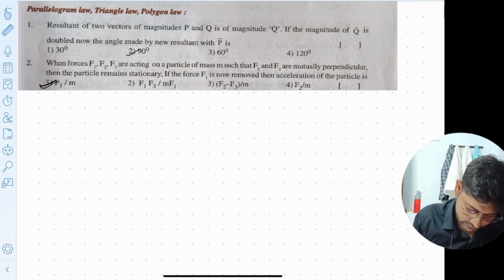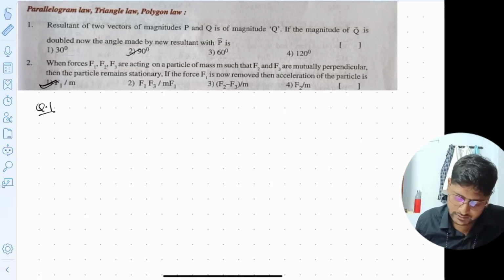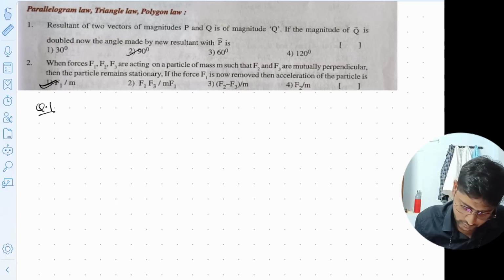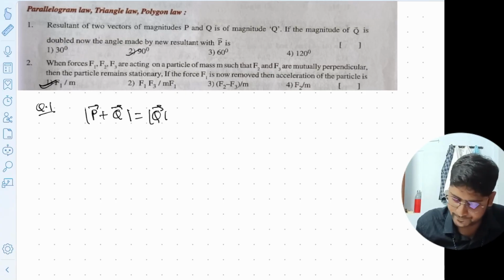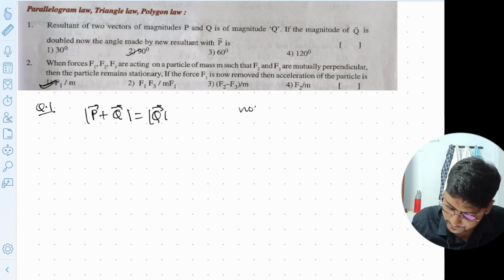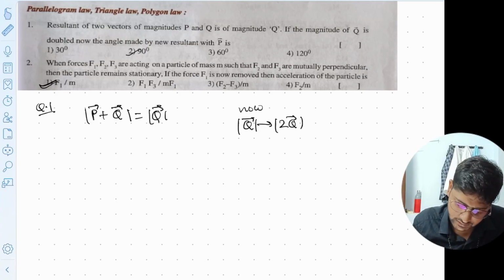So first question: the resultant of two vectors of magnitude P and Q is of magnitude Q. So the magnitude of the resultant of vector P plus Q will be equal to the magnitude of Q. If the magnitude of Q is doubled, what happens now? Q changes to 2Q. The magnitude changes. Then the angle made by the new resultant with the P vector.